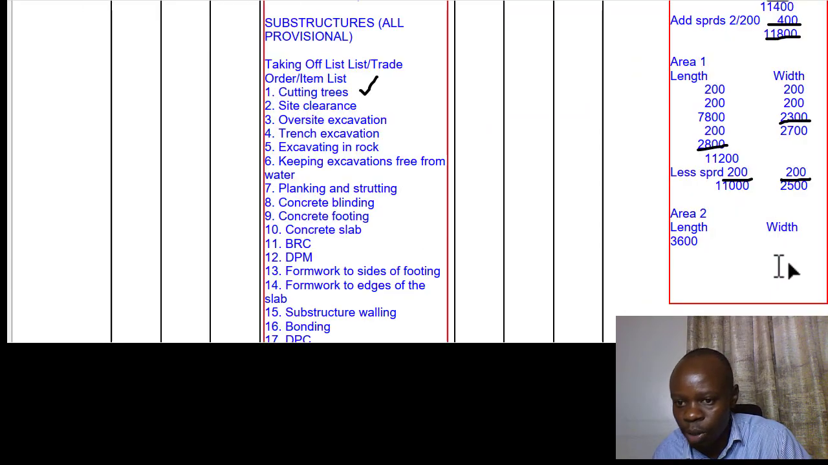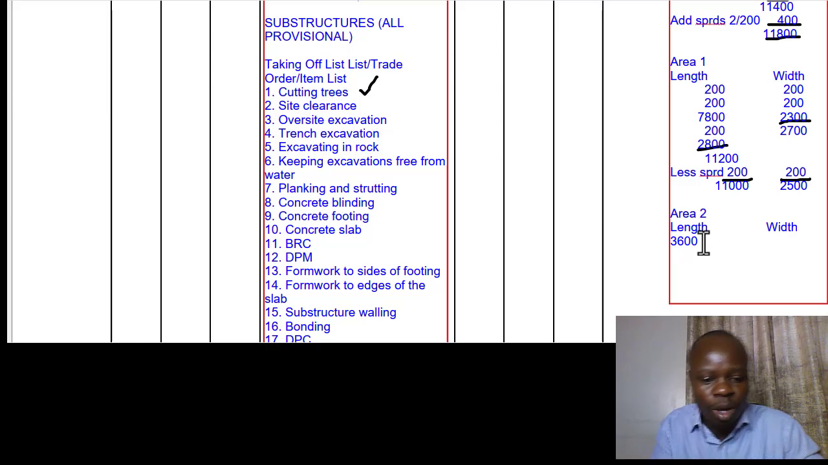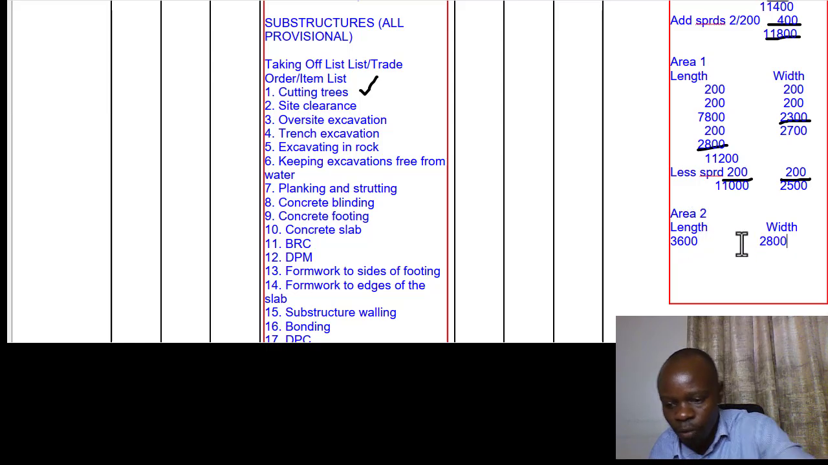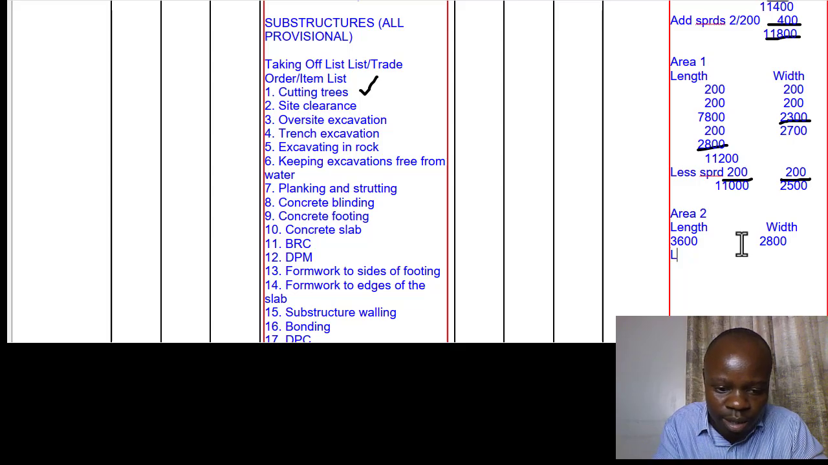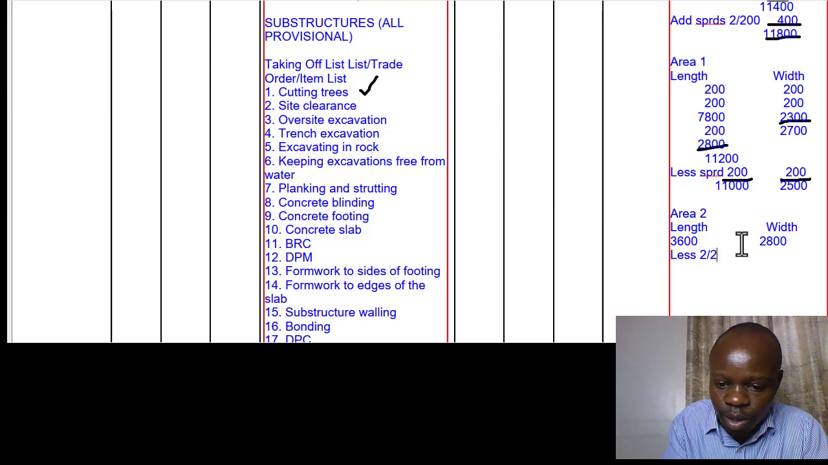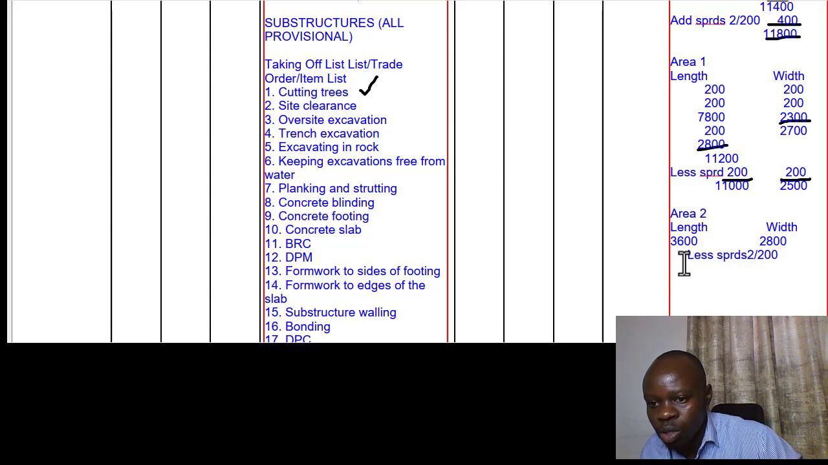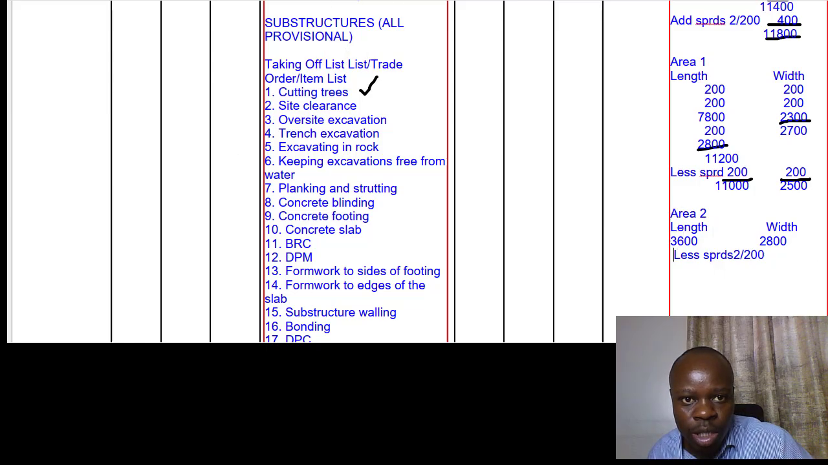So this is how we'll do it. It's 2800, and of course we'll less 2 times 200. Those are now the spreads. Of course, you need to show your working also in that order. So we less the spread, and for you to show it's into finality, you can just underline so that you have that in order.